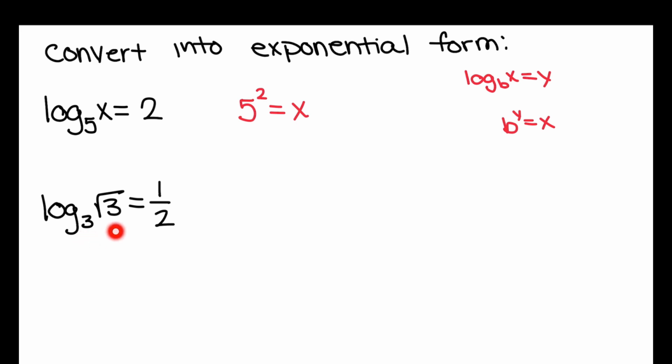Log base 3 of root 3 equals a half. In exponential form, the base is 3. 3 to the 1/2 equals root 3. The base is 3, and the log equals the exponent. So 3 to the 1/2 is root 3.